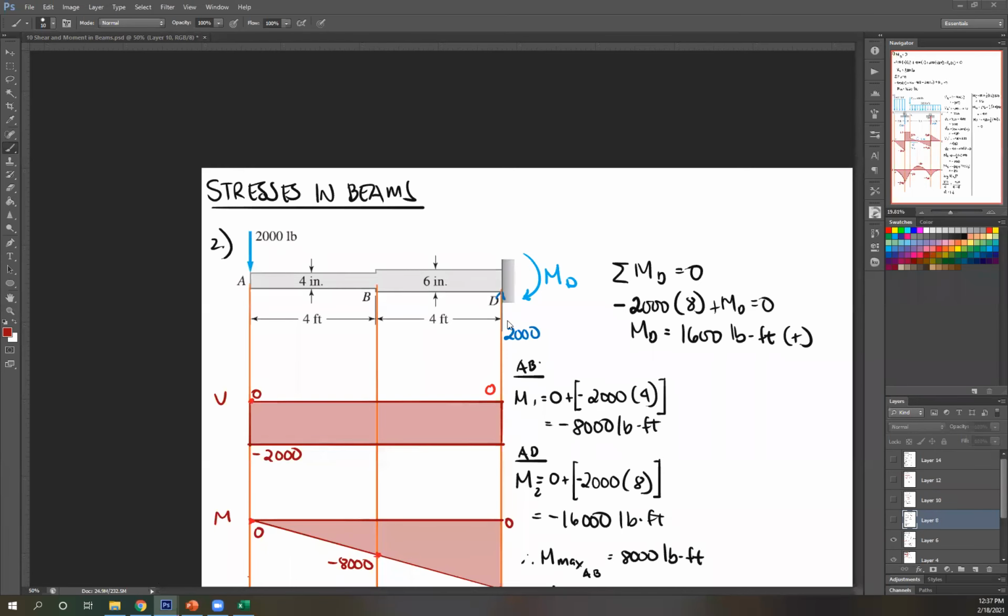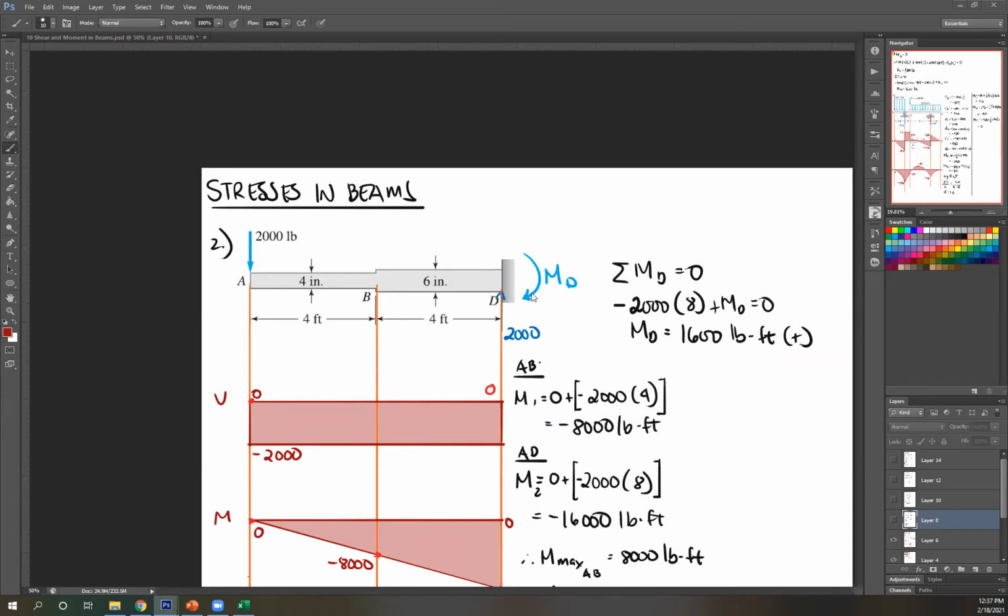So compute for those. So luckily, it's easy to compute for reaction since there's only one applied external load, 2,000 pounds downward, therefore reaction here is 2,000 pounds upward. Next, solving for your moment. Okay, so let's call this moment at D. So I assume that the direction of moment at D is clockwise. Okay, so clockwise positive, counterclockwise negative.